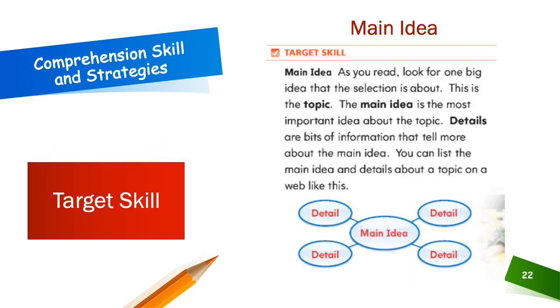Now, let's talk about what our comprehension skill is going to be this week. First, our big one is main idea. As we read, we will look for one big idea that the selection is about. This is the topic. Then, the main idea is the most important idea about that topic. Details are bits of information that tell us more about the main idea. We can list the main idea and details about a topic in a web like this. To help us find the main idea, we always think to ourselves, what is this mostly about?